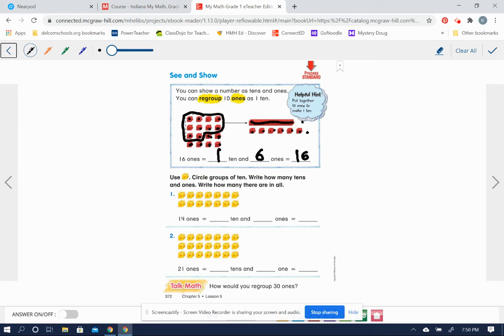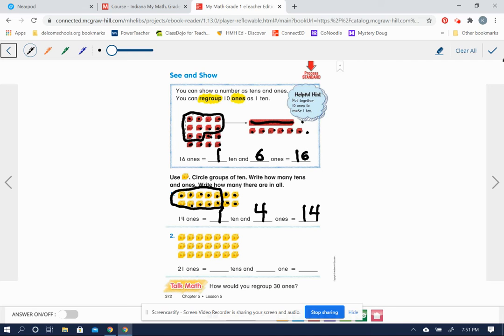Okay, so let's take a look at these yellow cubes. We're going to circle a group of 10. 1, 2, 3, 4, 5, 6, 7, 8, 9, 10. I'm going to circle that group of 10 right there. Okay, and then we have how many left over? 1, 2, 3, 4. So we have 1 ten and 4 left over for a total of 10, count on, 11, 12, 13, 14. Yeah, and we said 14. That's what 14 ones is what we started with.